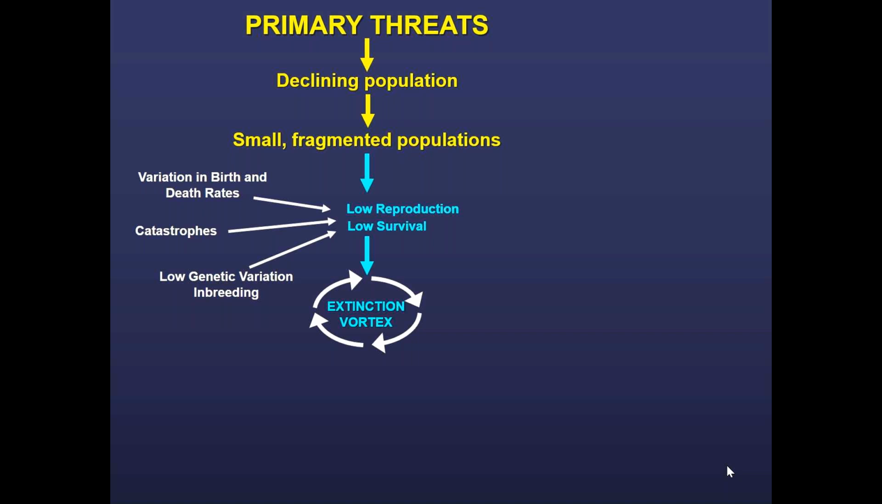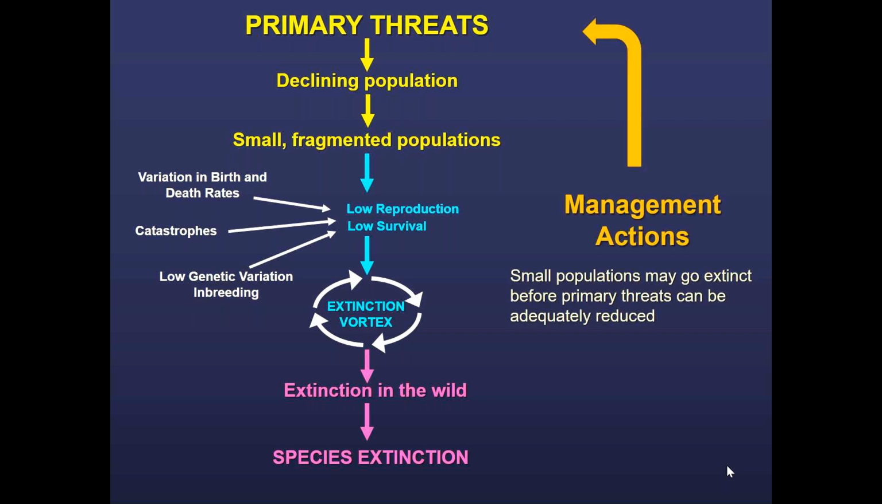And that can pull a population into what we call the extinction vortex, a feedback loop that can draw that population down to become extinct in the wild. If there are none in an XE2 situation, it can then lead to species extinction. And so often we have management actions that address those primary threats, and they're the ones we often think of in our conservation toolbox. But if we don't worry about what's going on in these stochastic processes to keep a population out of the extinction vortex, we might lose it before we can really alleviate those primary threats.